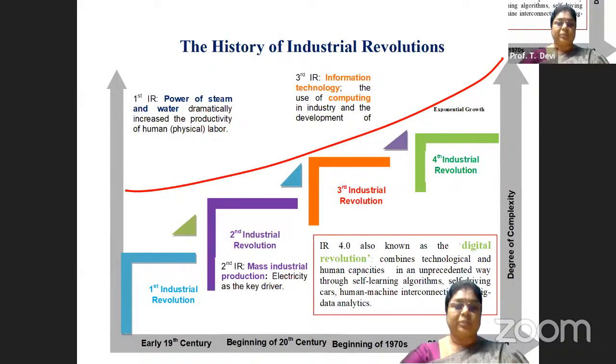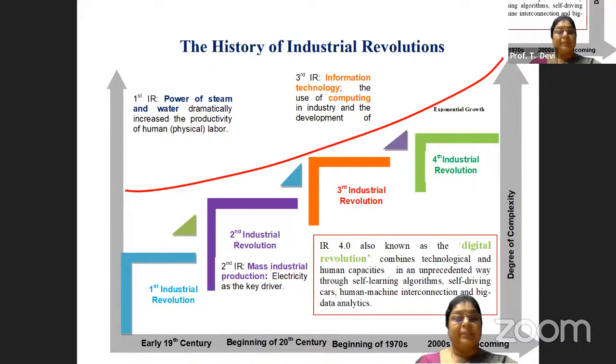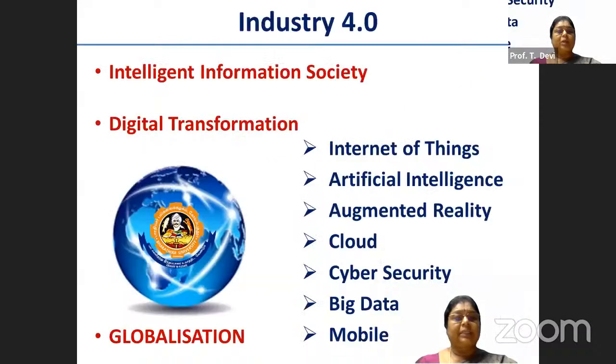Industry 4.0 is about technology and human capacities combined in an unprecedented way through all smart systems, artificial intelligence, smart factories, self-learning algorithms, self-driving cars, human-machine interconnection, big data analytics, cloud computing, and so on. This is fourth. So steam engine, electricity, information technology, and digital revolution using the digital components. What are the digital components?